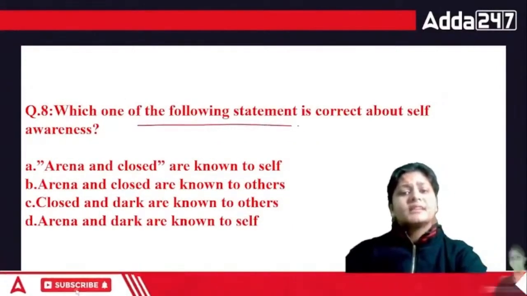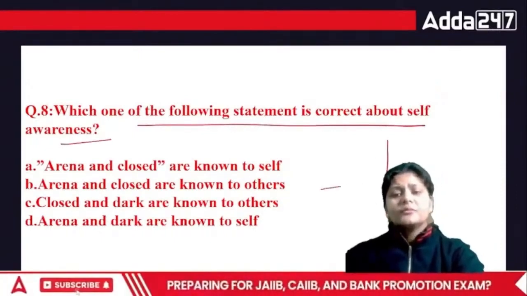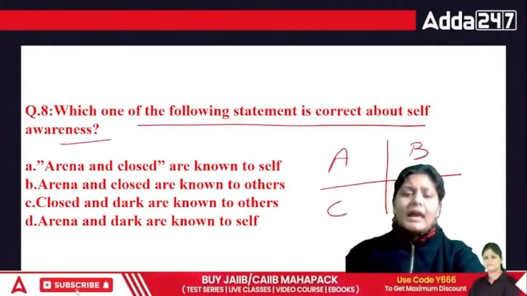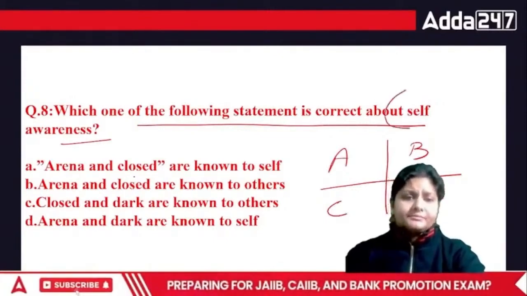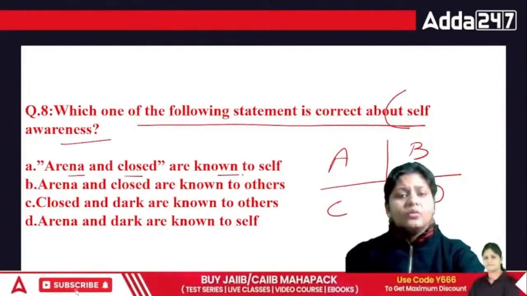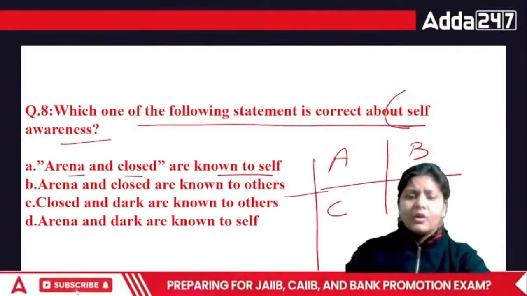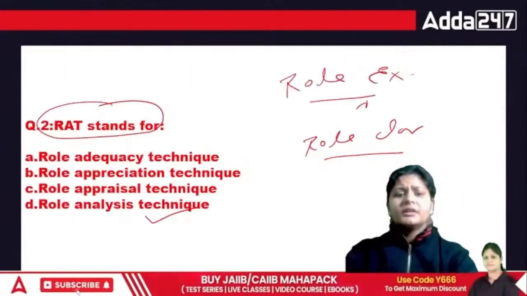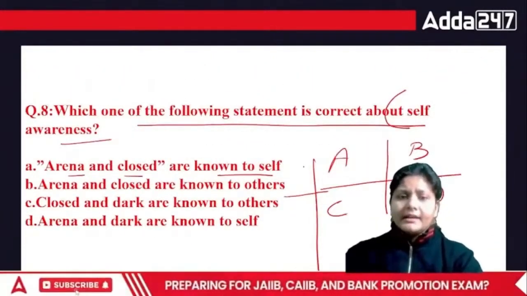Which one of the following statements is correct about self-awareness? Again, this question is from the Johari window, that is arena, blind, closed and dark. So we are talking about self-awareness. Which one is the right? Arena and closed are known to self. See, we have already done this: this area is known to other and not known to other.